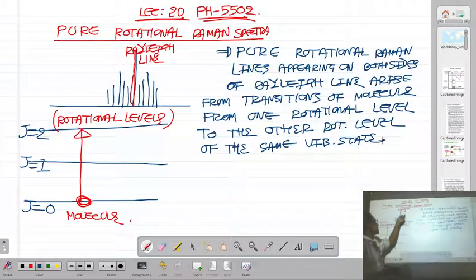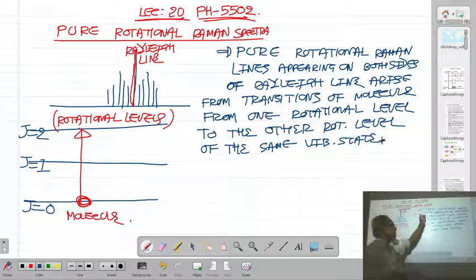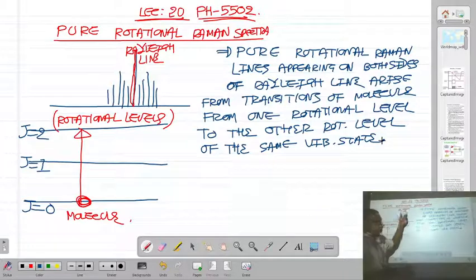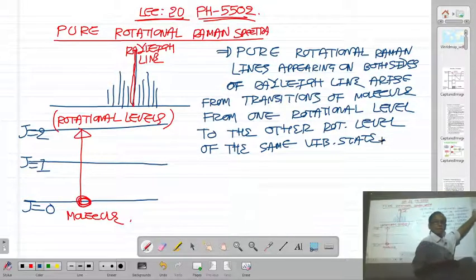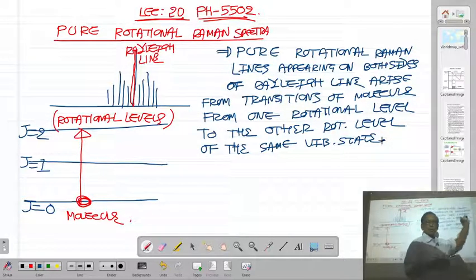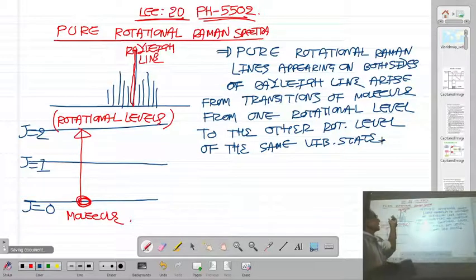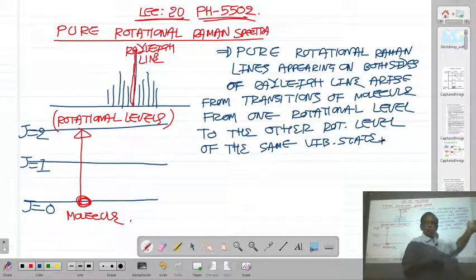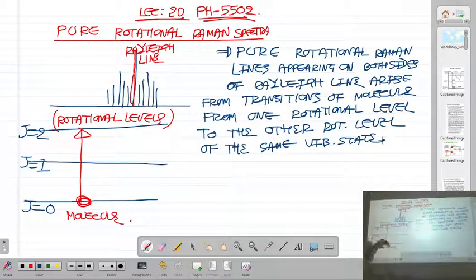Appearing on the right hand side of the Rayleigh line and the left hand side of the Rayleigh line, on both sides of the Rayleigh line, the pure rotational Raman lines are obtained due to the transition of the molecule from one rotational level to the other rotational level belonging to the same vibrational state.